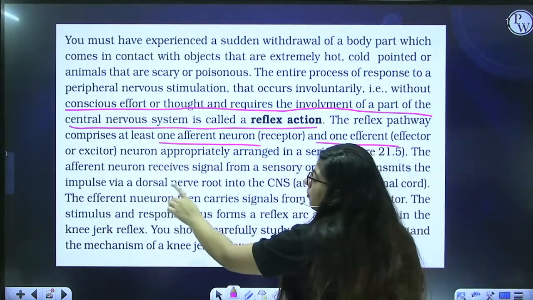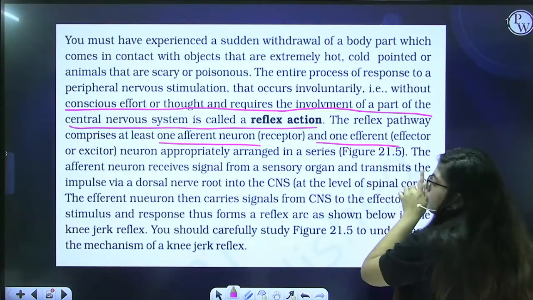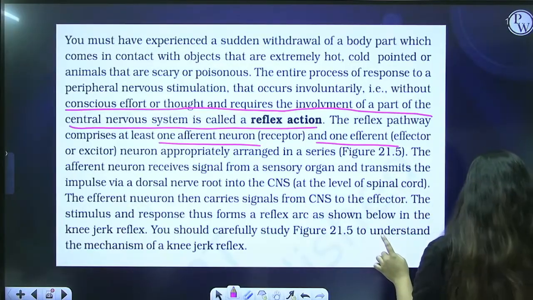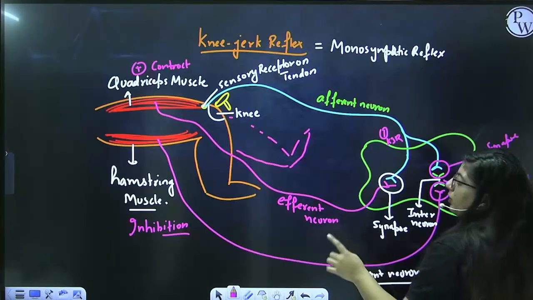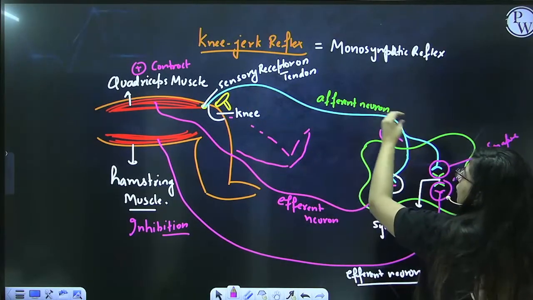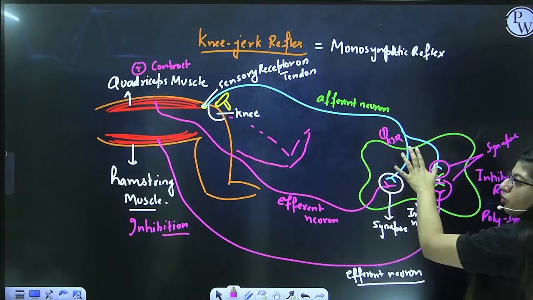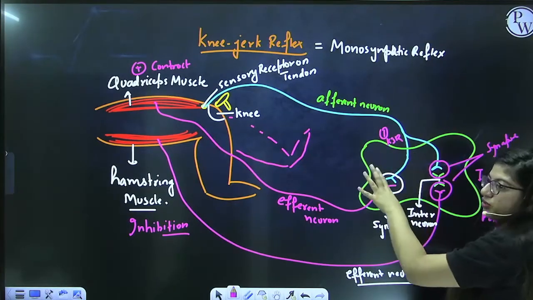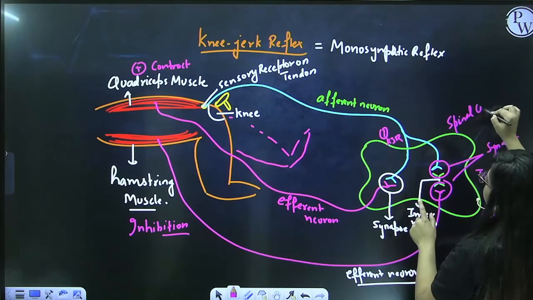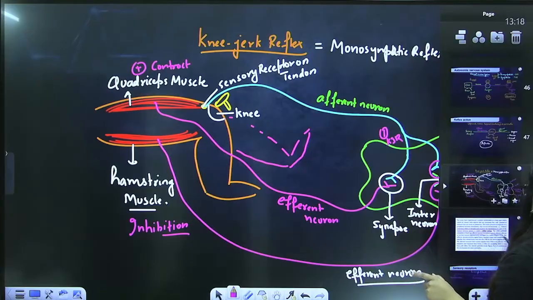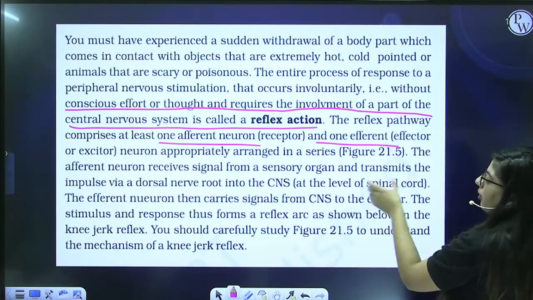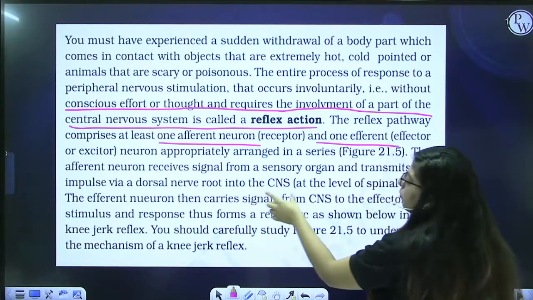The afferent neuron receives signal from a sensory organ and transmits the impulse via the dorsal nerve root into the CNS. So here we can see, this is what it says. The sensory information arises from the sensory receptor, goes via the afferent neuron and enters the dorsal root of the central nervous system. And here in the central nervous system we have the spinal cord. Okay, now the afferent neuron receives signal from a sensory organ and transmits the impulse via the dorsal nerve root into the CNS.